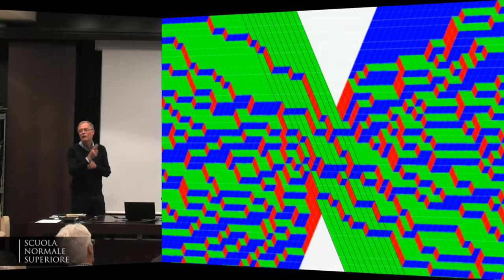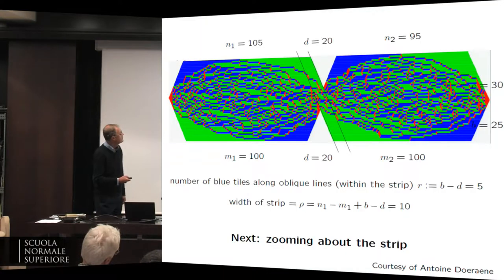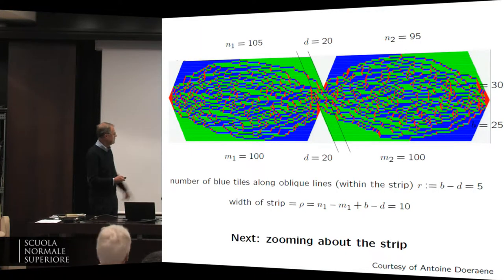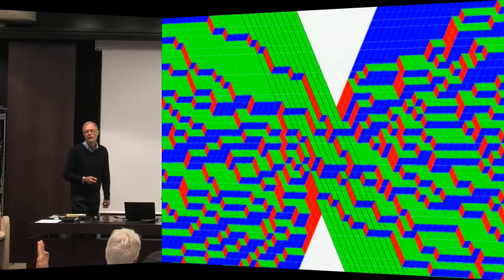And you see that number is always equal. So that means the number of blue tiles along each of those lines is always an equal number. You can say what it is. It's this b minus d, which in this case, where the width of the strip is 10, is 5 here. So if you would count, you would see 1, 2, 3. Yeah, it's 5. Anyway, it's 5. And I guess next beyond the strip.